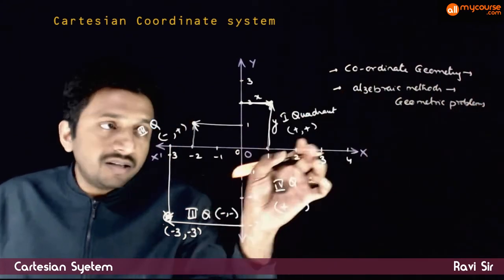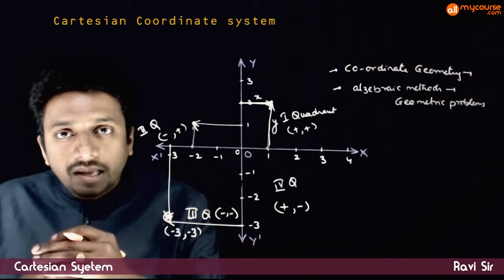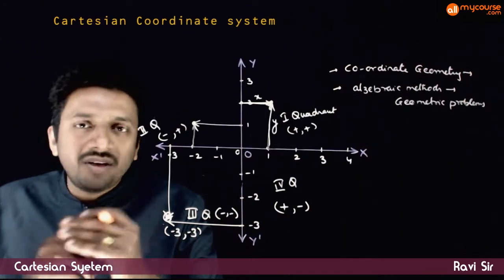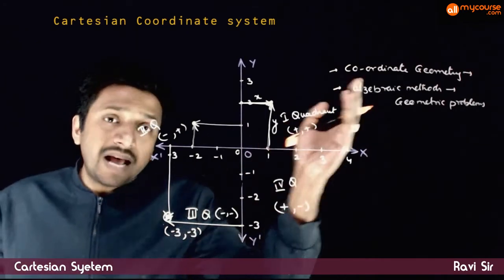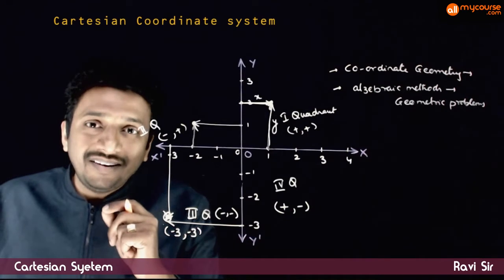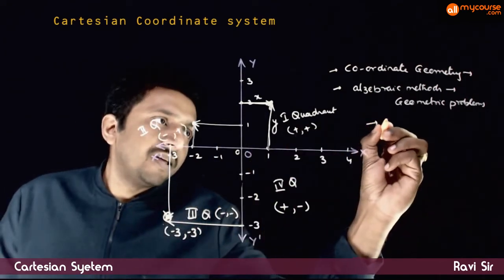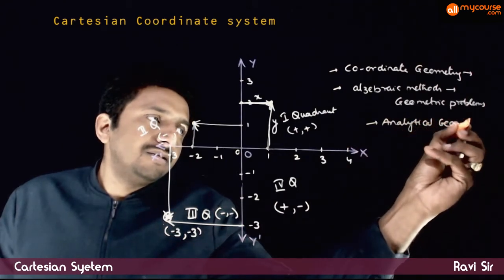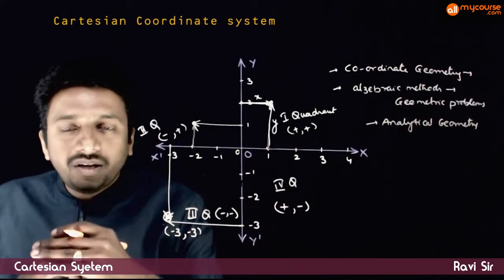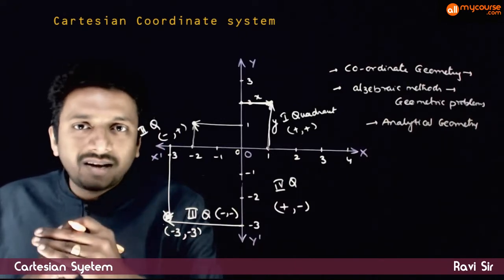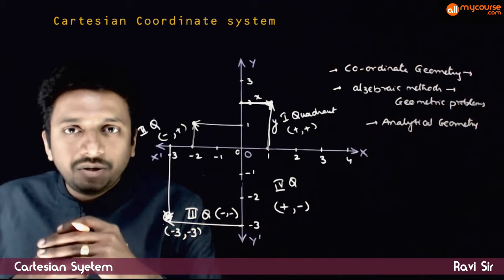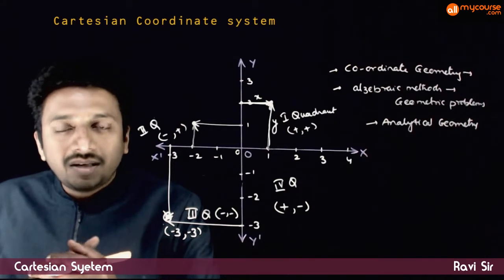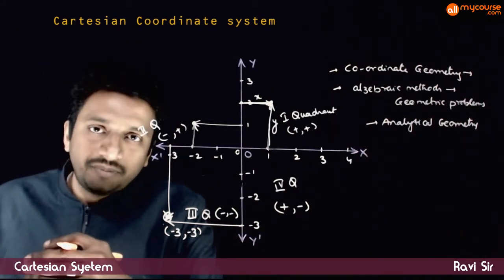Because once we represent the point by numbers x, y, we can employ the algebraic methods where you represent the unknowns by variables x and y. So this branch of mathematics is also called analytical geometry. So coordinate geometry is also called analytical geometry, and what this branch of mathematics tends to do is it combines algebraic methods with geometrical problems so that geometrical problems can be solved more easily.